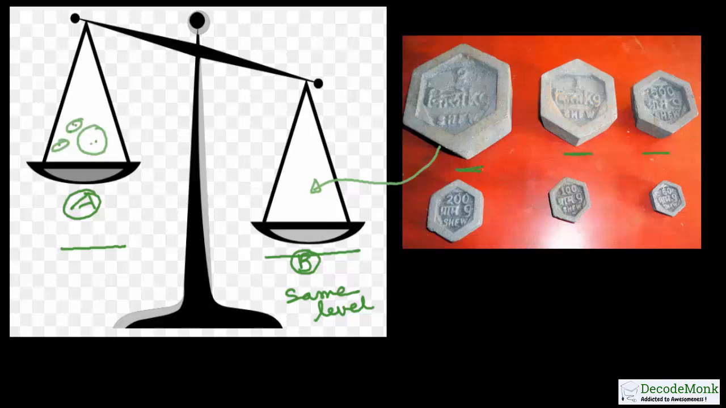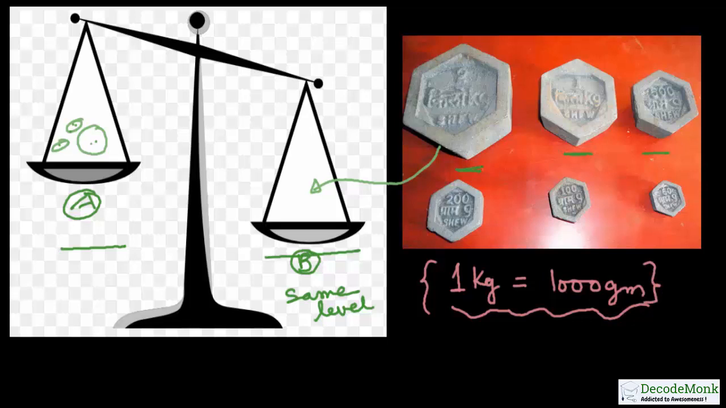So this is what you learn from this class: that there are weighing scales, there are standard weighing scales, and there are standard weights. The most important thing that you should remember is that 1 kilogram equals 1000 grams. There are many questions in various olympiads related to this, where you should know this particular relation. Thank you.